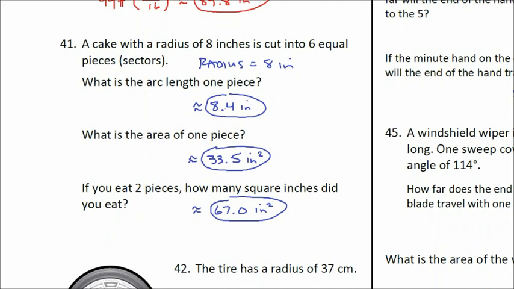Here are the answers to question number 41. Just to verify these. A couple things you want to notice is this time they give you a cake with a radius of 8 inches, so I know the radius. And we've got 6 pieces. So we're going to find the arc length of one piece, the area of one piece, and then what about the area of two pieces? So hopefully you get those answers correct. If not, go back and look at the video for question number 40.